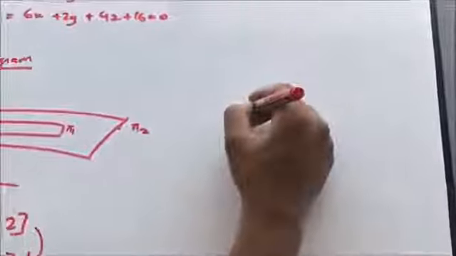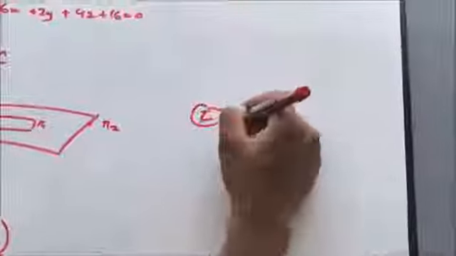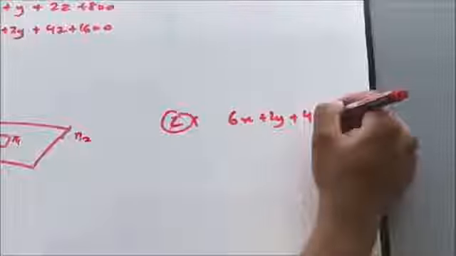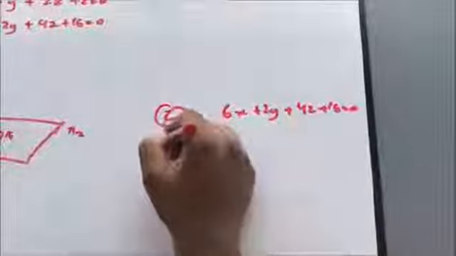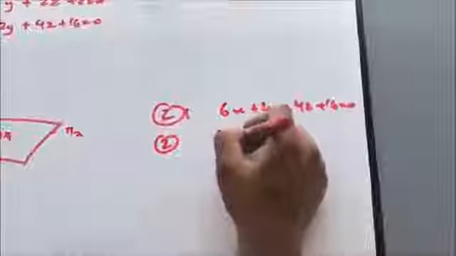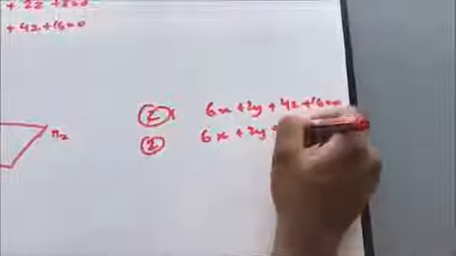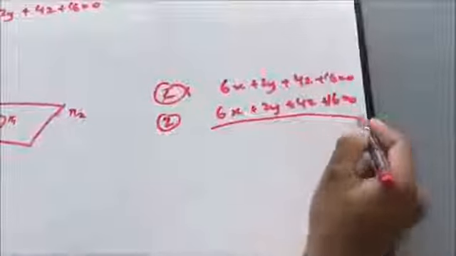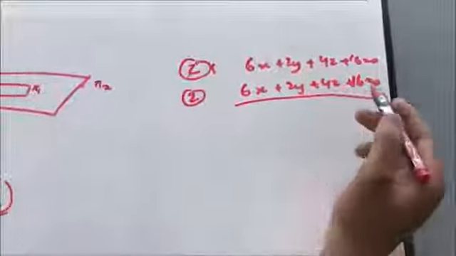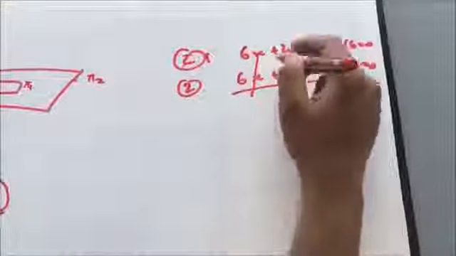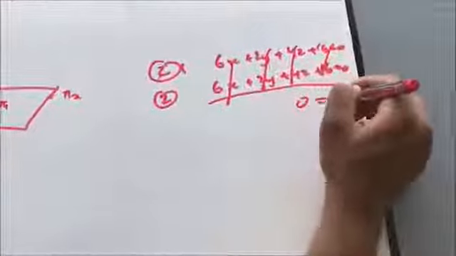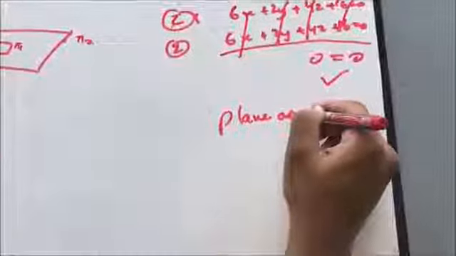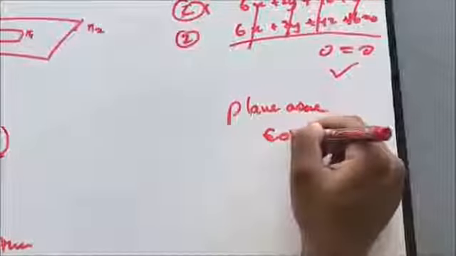We know that 2 times equation 1 gives us 6x plus 2y plus 4z plus 16 equals 0. And equation 2 gives us 6x plus 2y plus 4z plus 16 equals 0. So the left hand side and the right hand side are equal. If we subtract these, we get 0, 0, 0, 0. So we get 0 equals 0, which is true. Therefore, the planes are coincident.